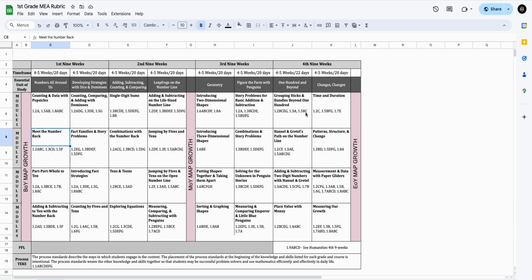So grouping sticks, bundles beyond 100. So we start doing these things, more intense word problem growth. We even start introducing data to the child's measurements, and then patterns, structures, time. So we start introducing that, and that's all in the fourth grade category.